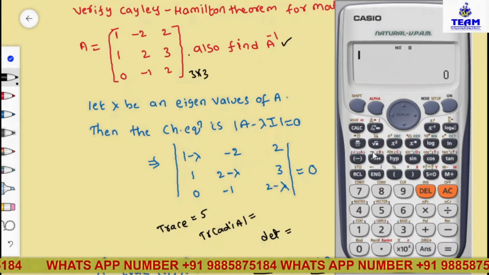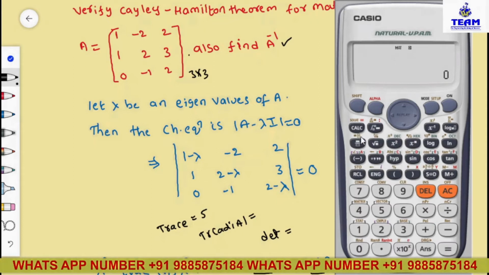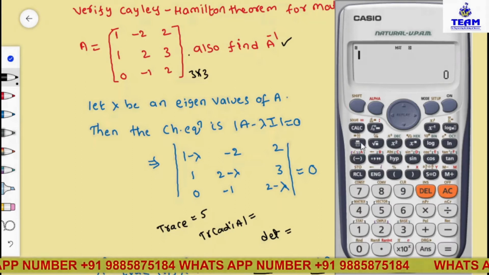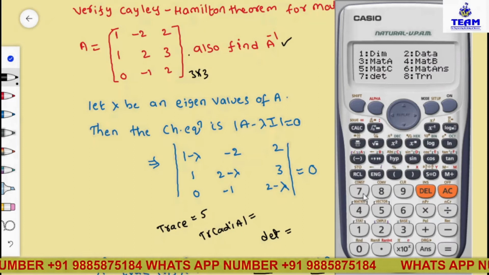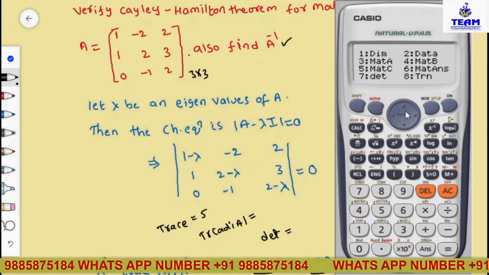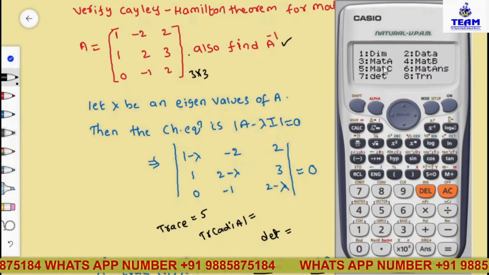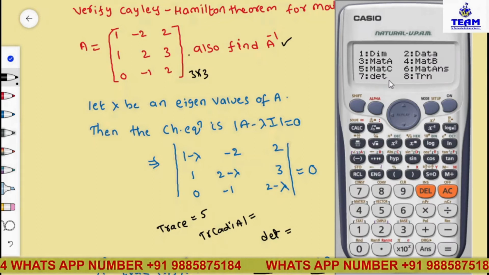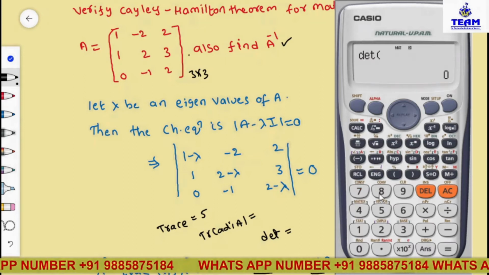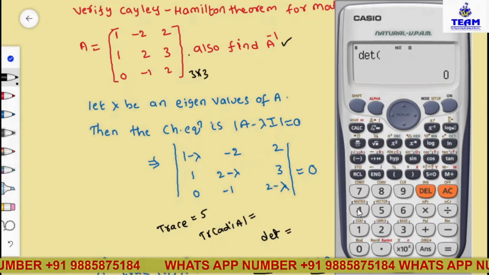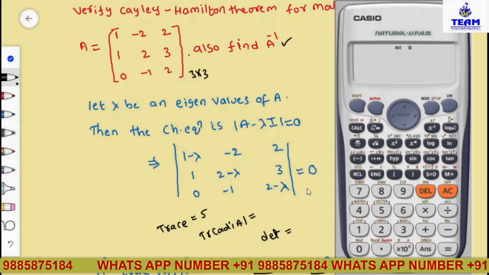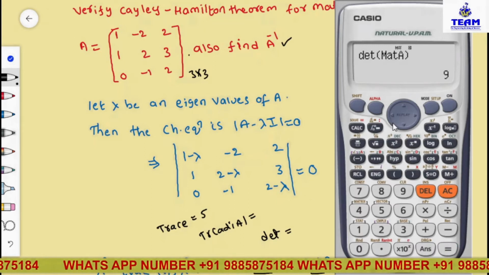Now press AC. What do we require to find here? We require to find the determinant of mat A. So shift 4. Again shift 4, I pressed the other thing, that is why it is not showing. Now, if you want to find the determinant, you have to press 7. Determinant of what do you require? Mat A. So shift 4, mat A is 3. Now close the bracket and press equals. So what is the determinant? Yes, the determinant is 9.